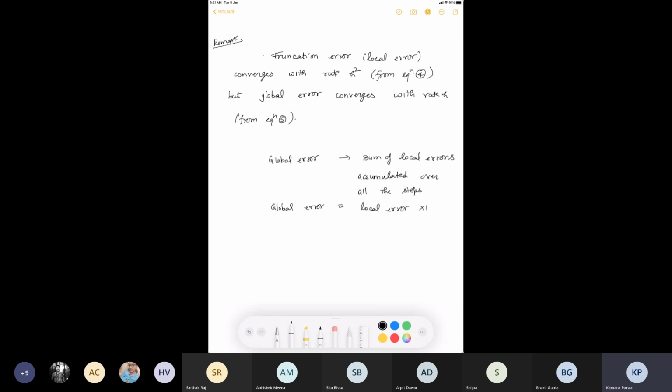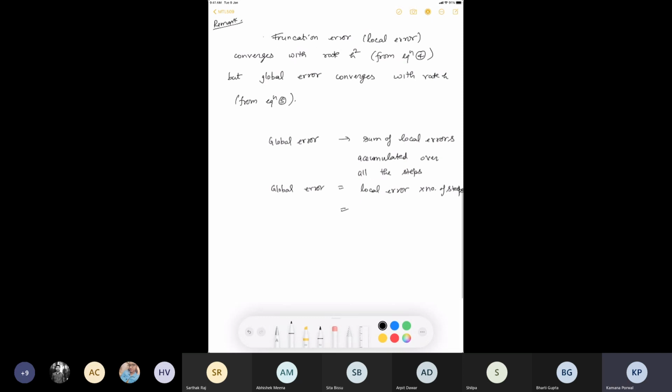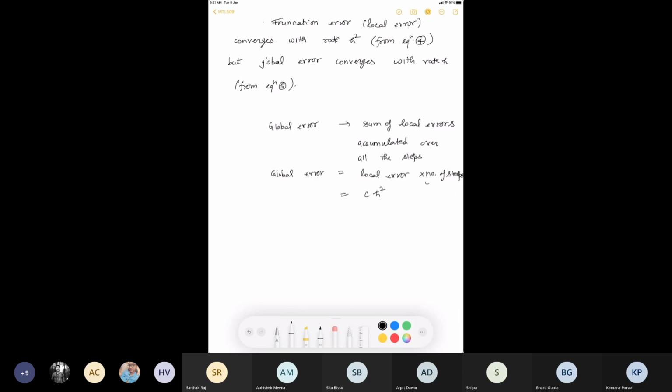How many steps do we have? We have n steps, right? So this is the number of steps. Let me write it. Okay, and the local error we have already seen behaves like h square, so it is going to be some constant times h square, and the number of steps we have is n. We know that n times h is nothing but the length of the interval, which is b minus a. So basically what we get is a constant times xn minus x naught into h, which is behaving like h.